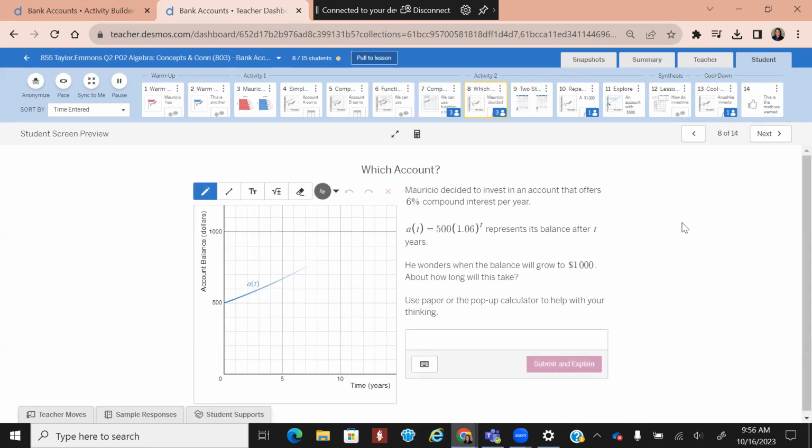All right, Mauricio decided to invest in an account that offers 6% compound interest per year. He wonders when the balance will grow to $1,000. About how long will this take? How did you go about solving this one? So you just kept substituting in? Okay, let me show you a shortcut.